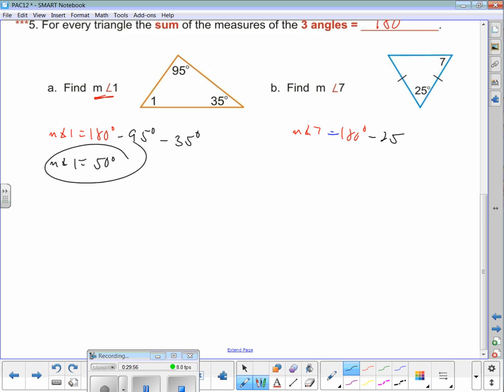Josh? Minus what? N? Let's use something better than N, Josh. Better than N. You got the right idea. You got the concept. Here's what Josh just did. He took this angle and called it N. And there's something better than N.